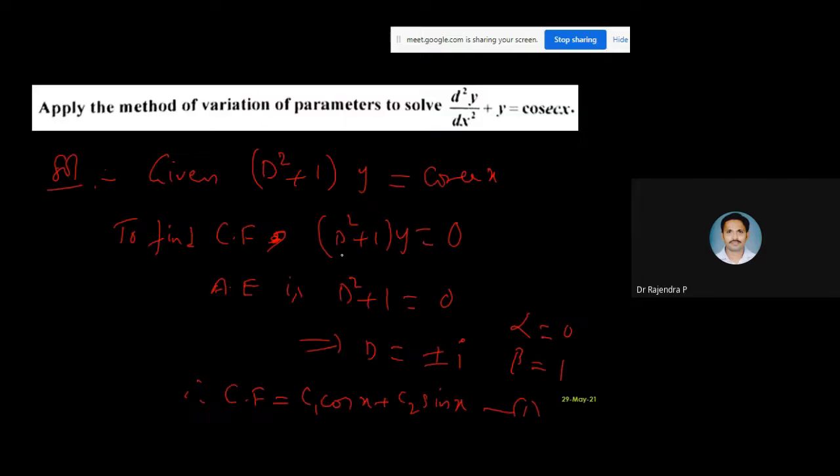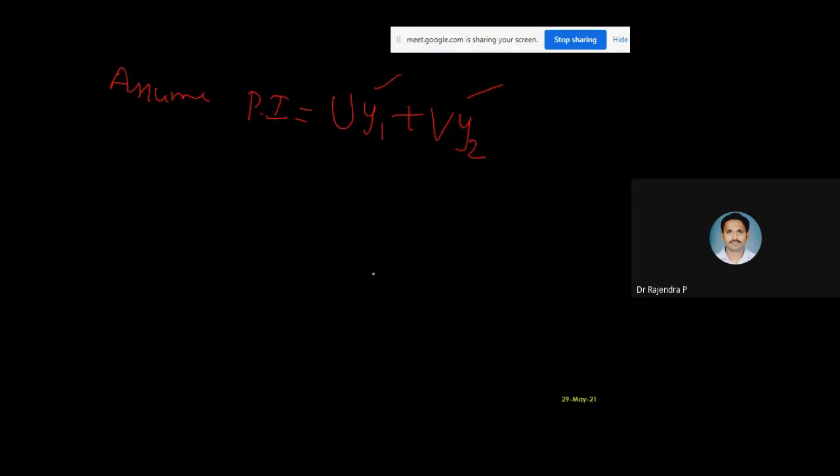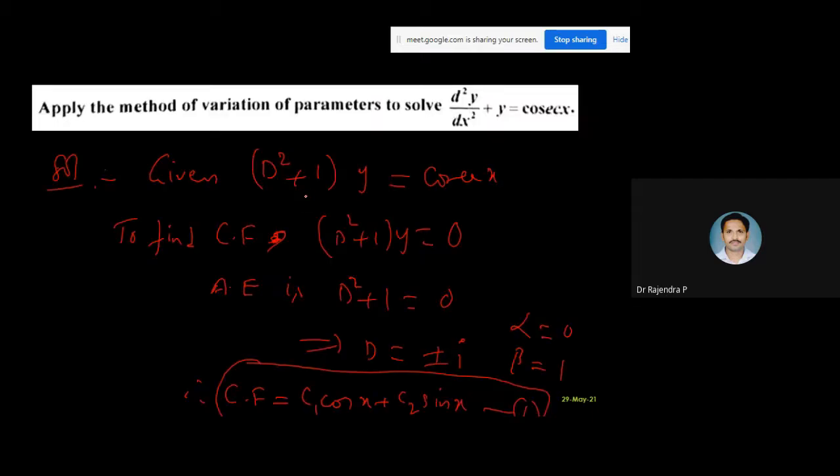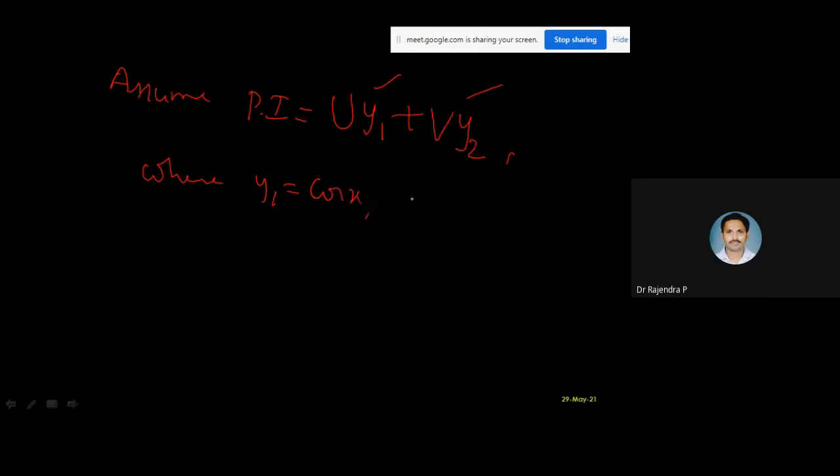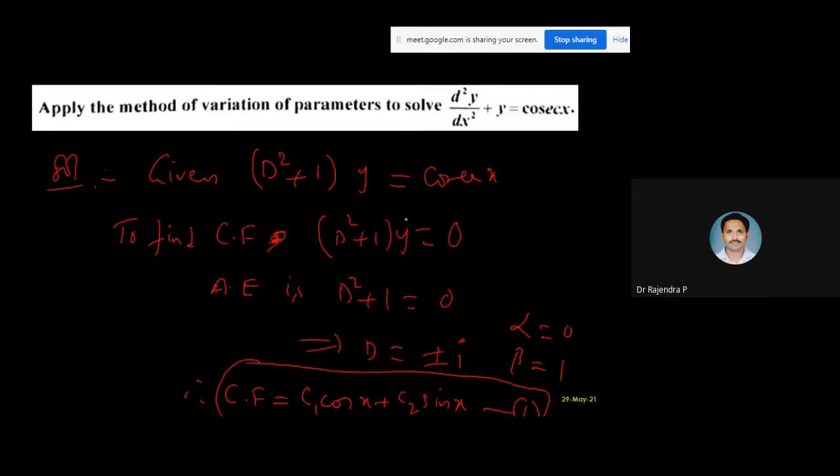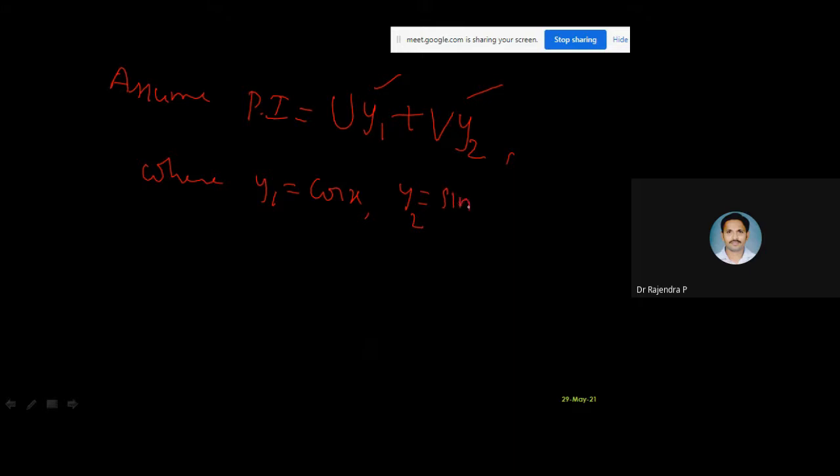If you see from this complementary function itself, we can find the particular integral. We are going to assume the same form, similar form. In place of C1 and C2, we change the parameters to u and v. Here, what is y1? Cos x. And y2? Y2 is sin x, right? Do you agree or not?